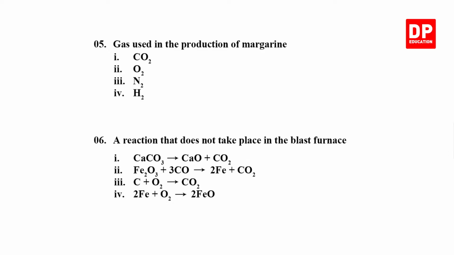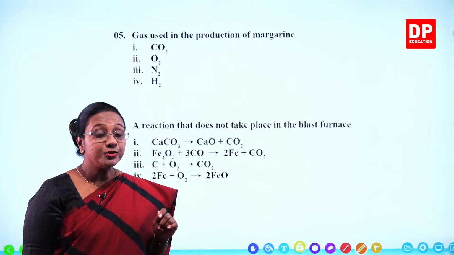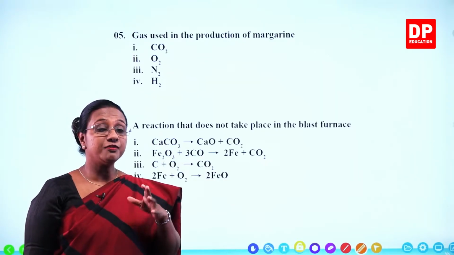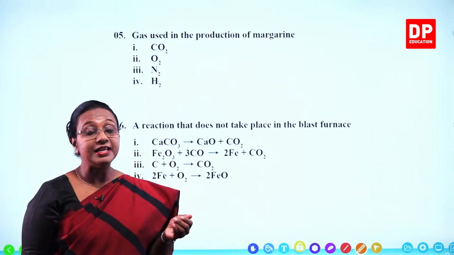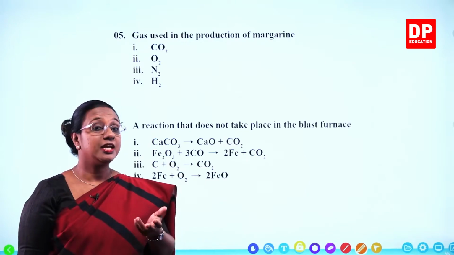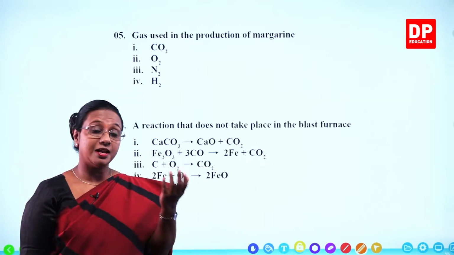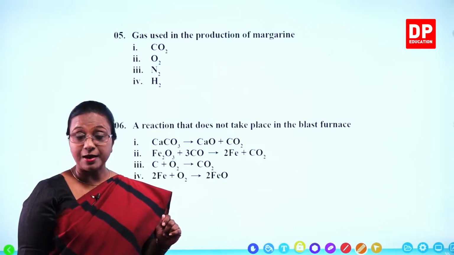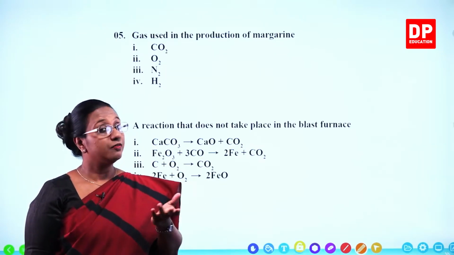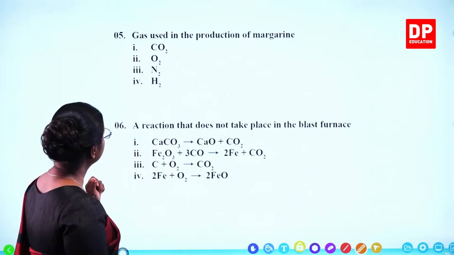Question number 5. Gas used in the production of margarine. You all know the gas that is used in the production of margarine. Hydrogen. Hydrogen is a very light gas, so we can fill balloons. It is a combustible substance. It can be used as a fuel, rocket fuel. Then in the production of ammonia, urea, for all those we use hydrogen.